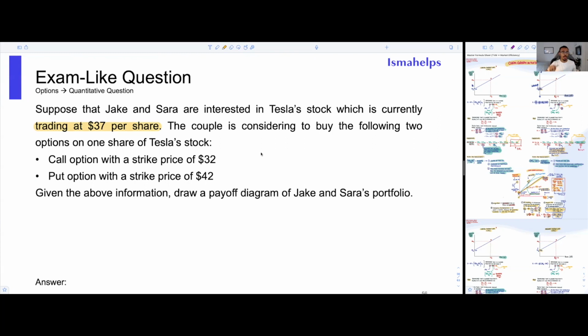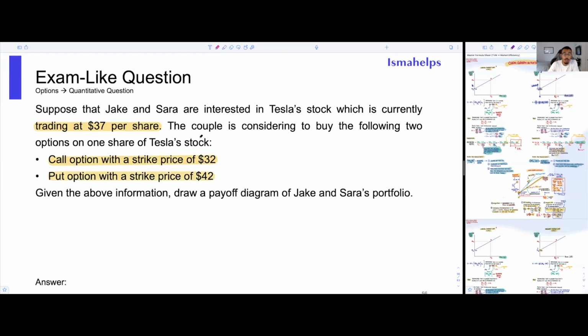But suppose that Jake and Sarah are interested in Tesla stock, which is currently trading at $37 per share. The couple is considering buying the following two options on one share of Tesla stock. So we have two specific individual options that we're going to look at. One will be the purchase of a call option with a strike price of $32, and the second one will be a put option with a strike price of $42.